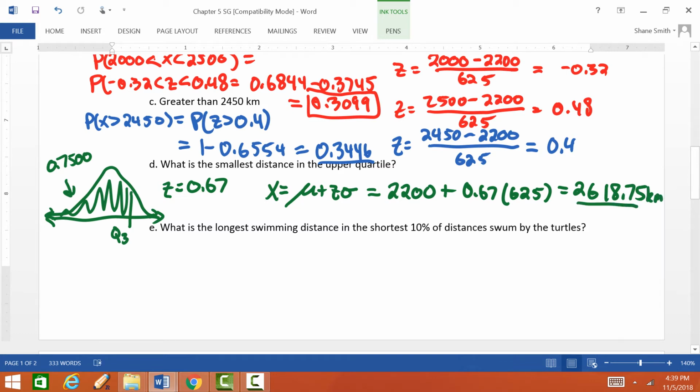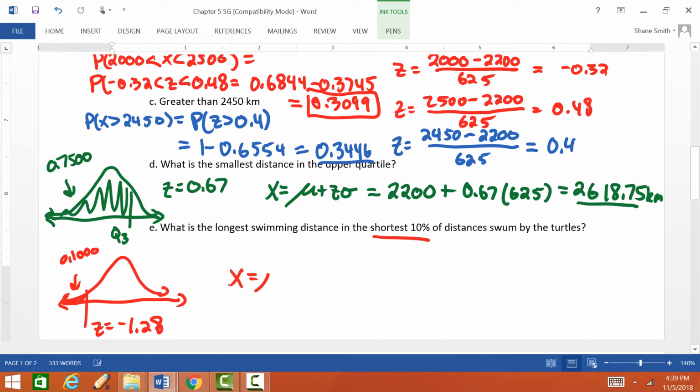What is the longest swimming distance in the shortest 10%? Go back to red here. So once again, if you draw a nice curve, shortest 10%. So that means 10% is to the left. So that's 0.1000. So you want to find the z-score that goes with 0.1000. It turns out that's negative 1.28. So again, you're using the table backwards here. You're looking for the area that's closest to 0.1000. So x equals mu plus z sigma, 2,200 minus 1.28 times 625, 1,400.